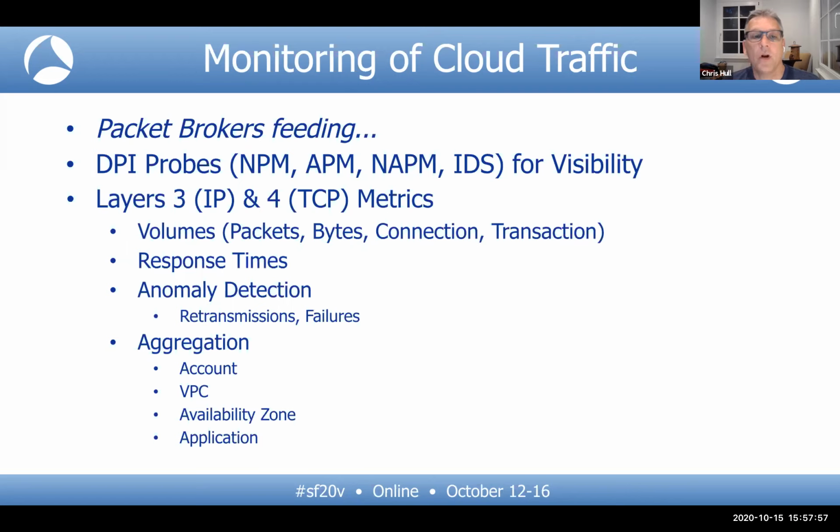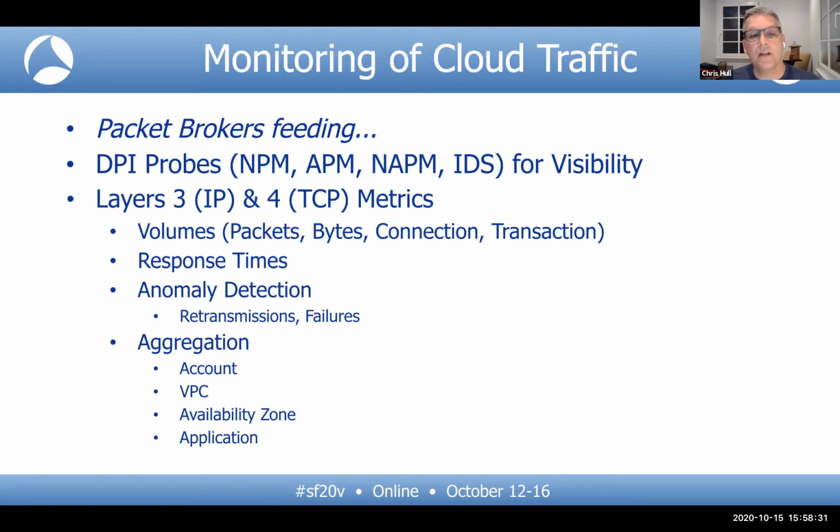DPI probes. And what I'm calling a DPI probe, this is not a sales pitch, I'm not talking about any particular products. So what does DPI mean? Deep packet inspection. How deep do we need to go? Really, we need to go to layer 4. I'm not talking about TLS and trying to look at the contents of the data. What I need is to be able to see the TCP level semantics.